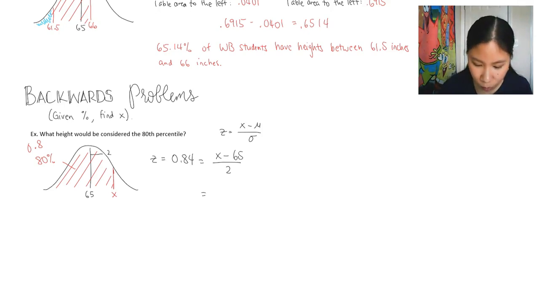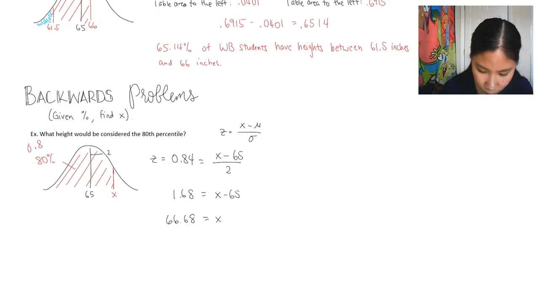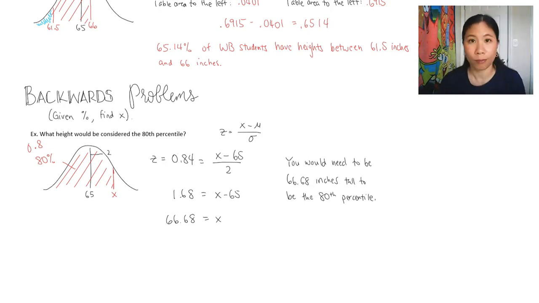I'm going to multiply both sides by 2 to get 1.68, and then I'm going to add 65 to both sides to get 66.68. And of course, answering with pictures, numbers, and words, we've got our picture here, we've got our numbers, and then our words. You would need to be 68.68 inches tall to be the 80th percentile.